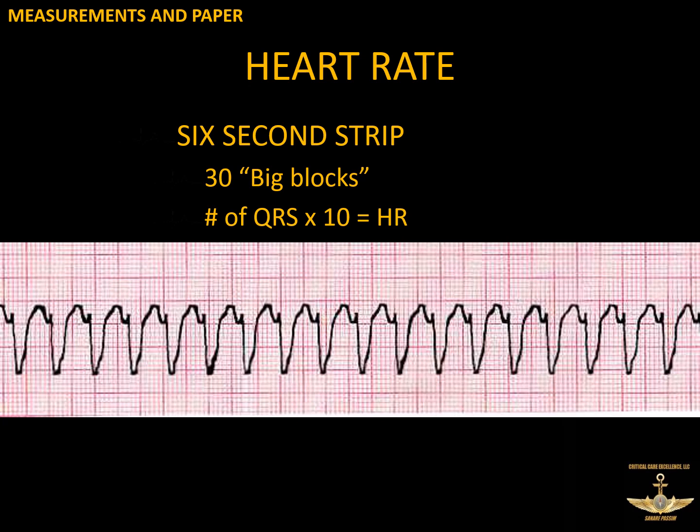So if we look here at the example on the screen, we have a 6-second strip, so there's 1, 2, 3, 4, 5, 6, 7, 8, 9, 10, 11, 12, 13, 14, 15, 16, 17, 18 QRS complexes within this 6-second strip. 18 times 10 will give us a heart rate of 180. Obviously that's not normal, but the point is you can easily and quickly count that heart rate. Now, the problem is what happens if you don't have 6 seconds of strip.